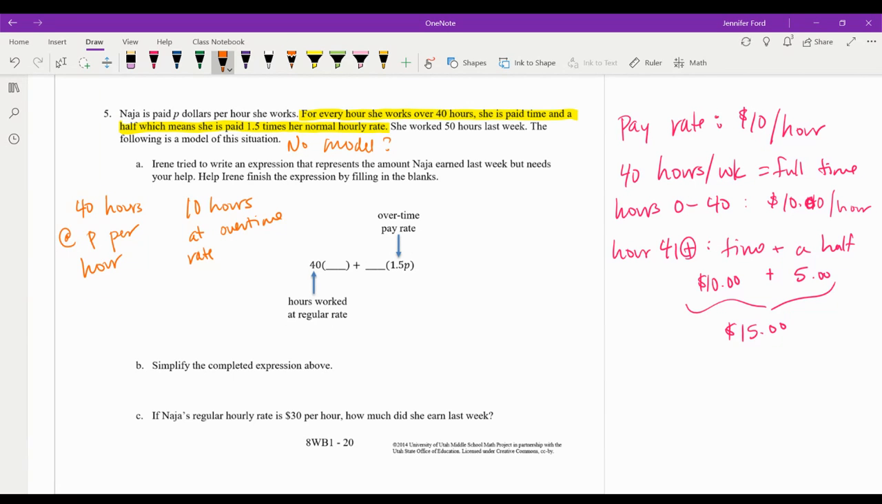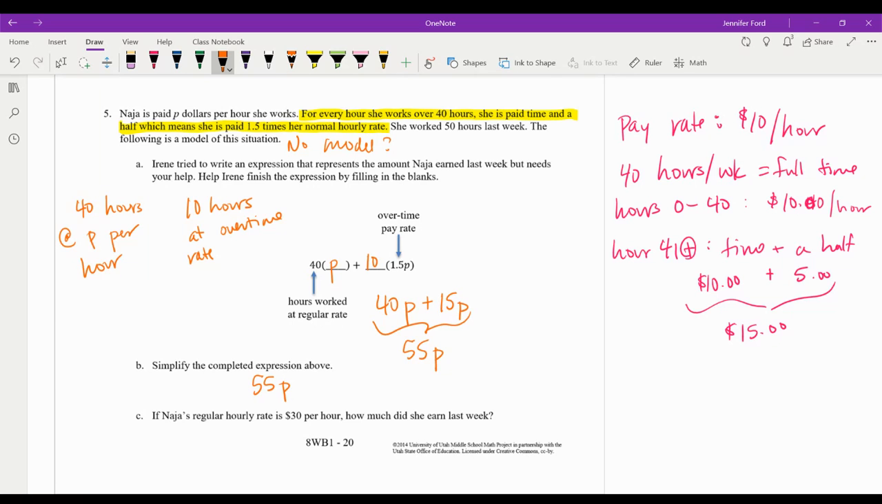Okay. So if we look at this, 40 hours worked at the regular rate. I don't know how much that is, but they told us it's P, so I can put in a P there. And then the overtime rate is 1.5 times P. She worked 10 hours at 1.5 times P. And then when they say simplify the expression above, 40 times P is 40P, plus 10 times 1.5 is 15, so 15P. And then to simplify that, those are both like terms. I can take it down to 55P. So the simplified expression is going to be 55P.